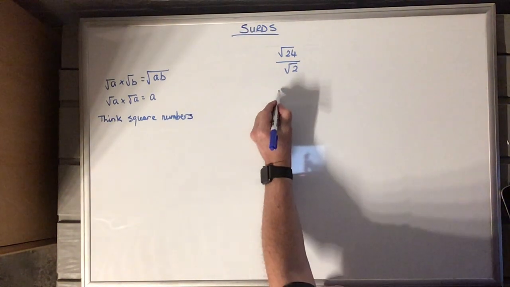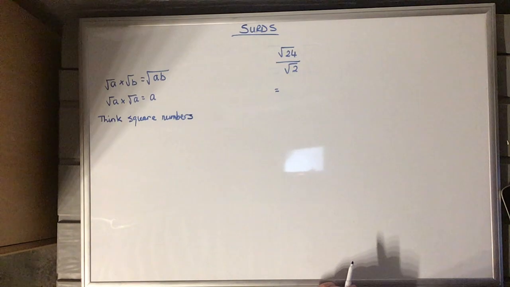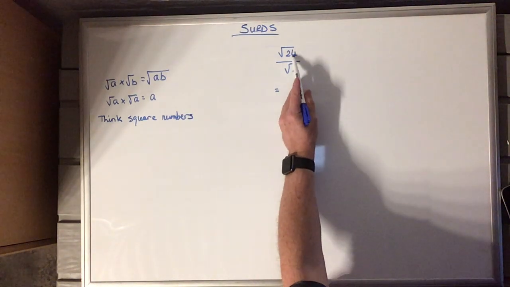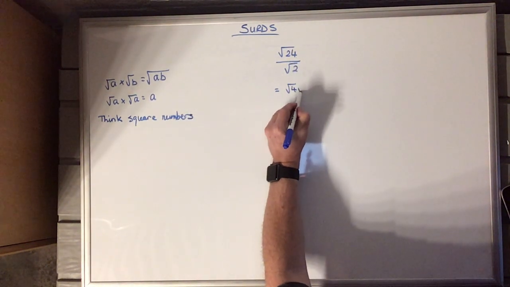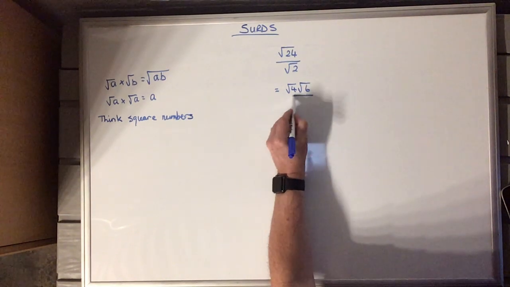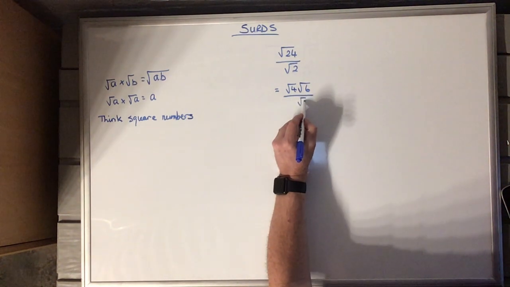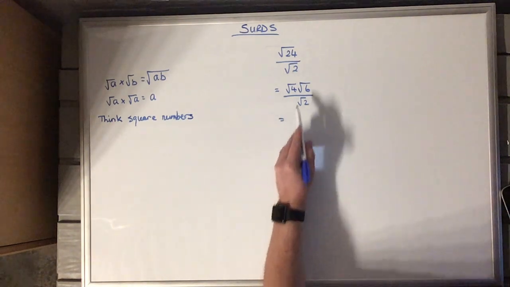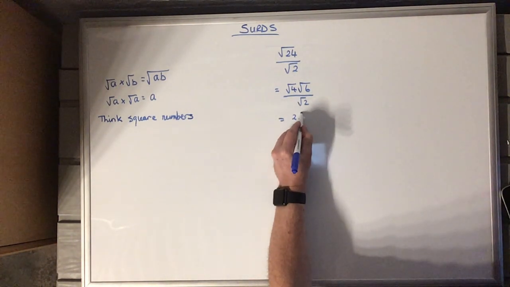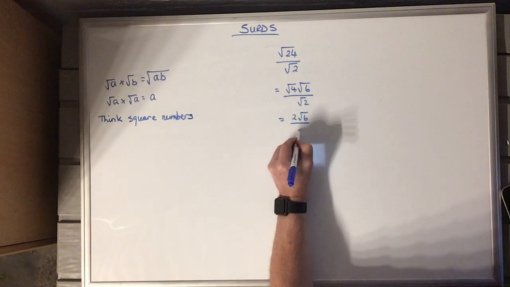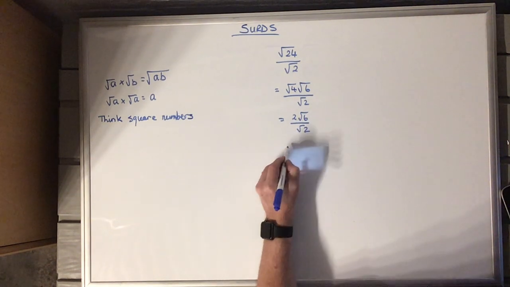So, we always look for square numbers if we can. Okay, so 24, square numbers, well that would be root 4 root 6 over root 2. Well, the square root of 4 is 2, so that's 2 root 6 over root 2.